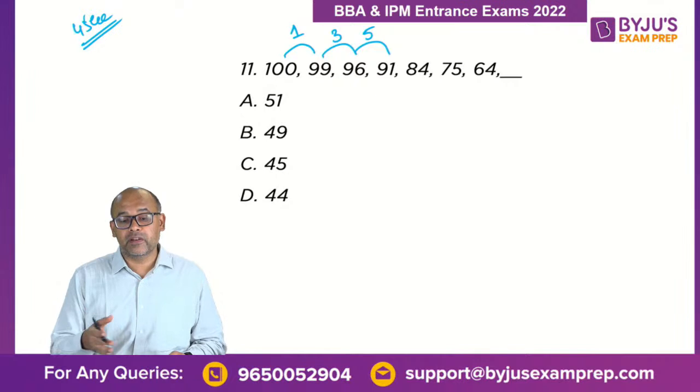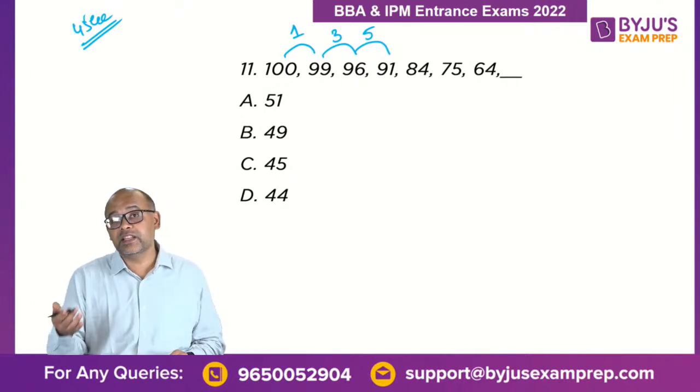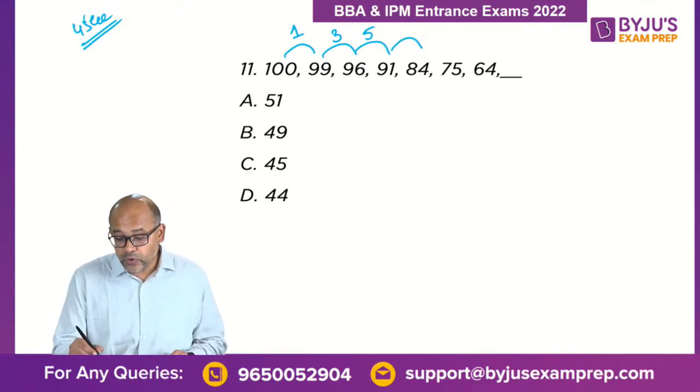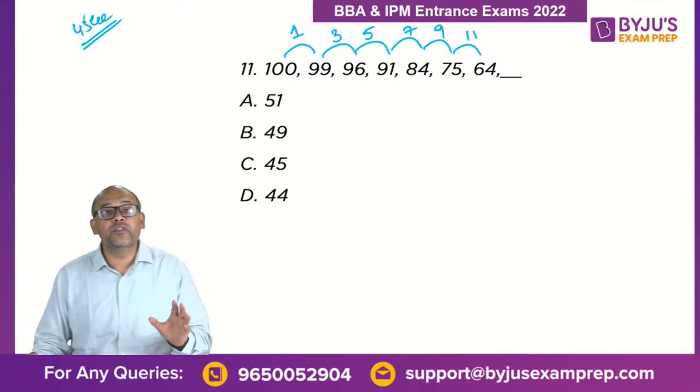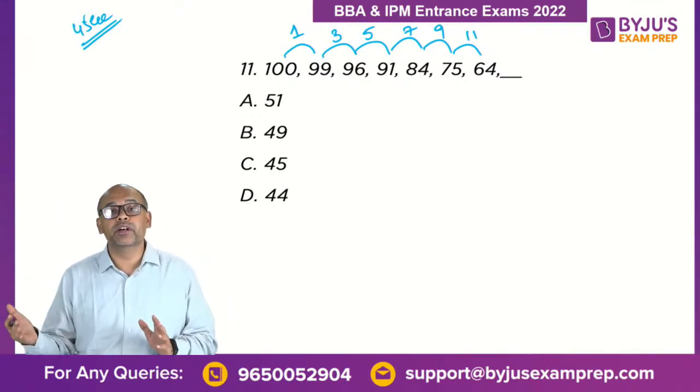You can already see a pattern. 1, 3, 5, odd numbers. Let us see, is it correct? 91 to 84, 7. 84 to 75, 9. 75 to 64, 11. So clearly the pattern is the difference follows odd numbers.